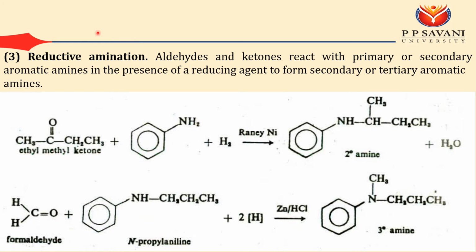Then reductive amination. Suppose I have a ketone and I do the reaction with ammonia, I can easily prepare a secondary amine. Similarly, if I have a secondary amine and I do the reaction with a carbonyl, either a ketone or an aldehyde, I will get my tertiary amine. But the catalyst is a little different. Here you have to use Raney nickel. You can also use zinc and HCl, but both can be used as reducing agents.